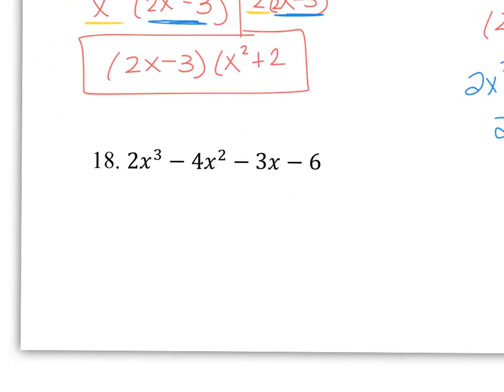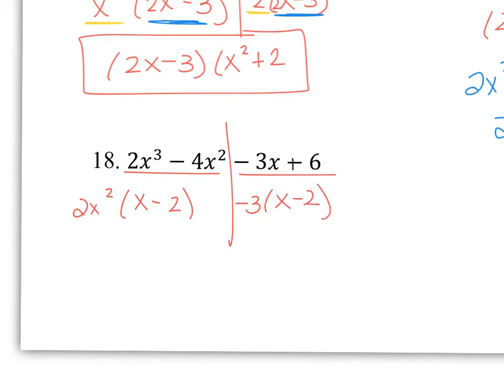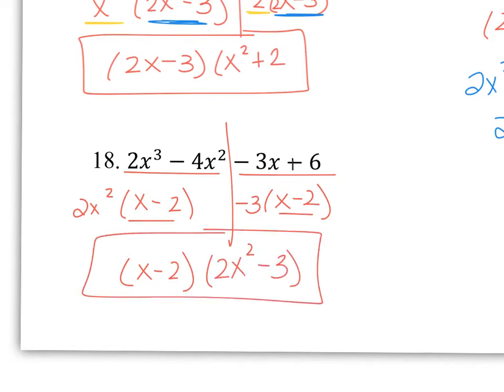Let's look at number 18. Number 18, first off, I had a typo. That should have been plus 6. And now I'm going to split it up. I got to factor by grouping. So I got to find a GCF on those guys. So 2x squared, so I'm left with x minus 2. And on this side, my GCF is negative 3, so I'm left with x minus 2. So these match, so I know I did it correctly. And the other one is 2x squared minus 3. And I'm done.